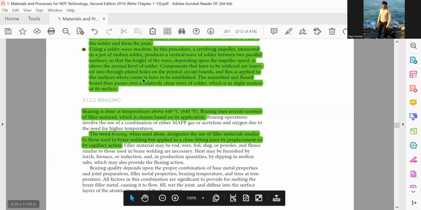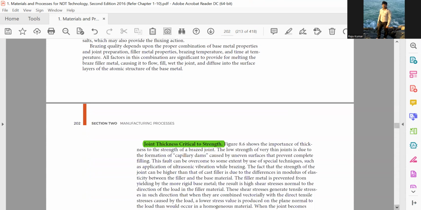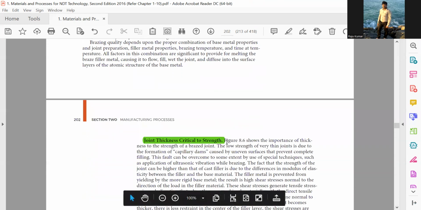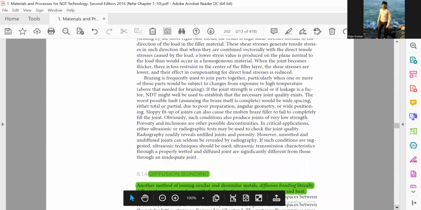Your question regarding this: brazing is done at temperatures above 449 degrees and brazing uses several varieties of filler metal, which is chosen based on its application. Brazing, when used alone, designates the use of filler metal similar to the use in brazed welding. So both are above 449 degrees centigrade, below is soldering. Joint thickness is critical to strength. It depends on the width.